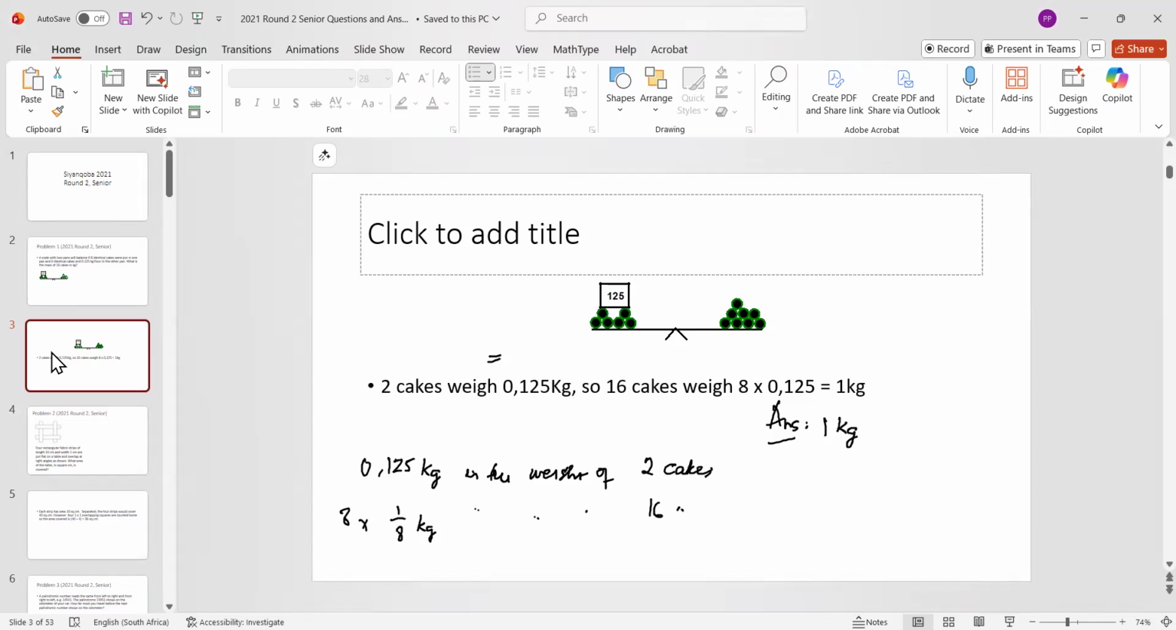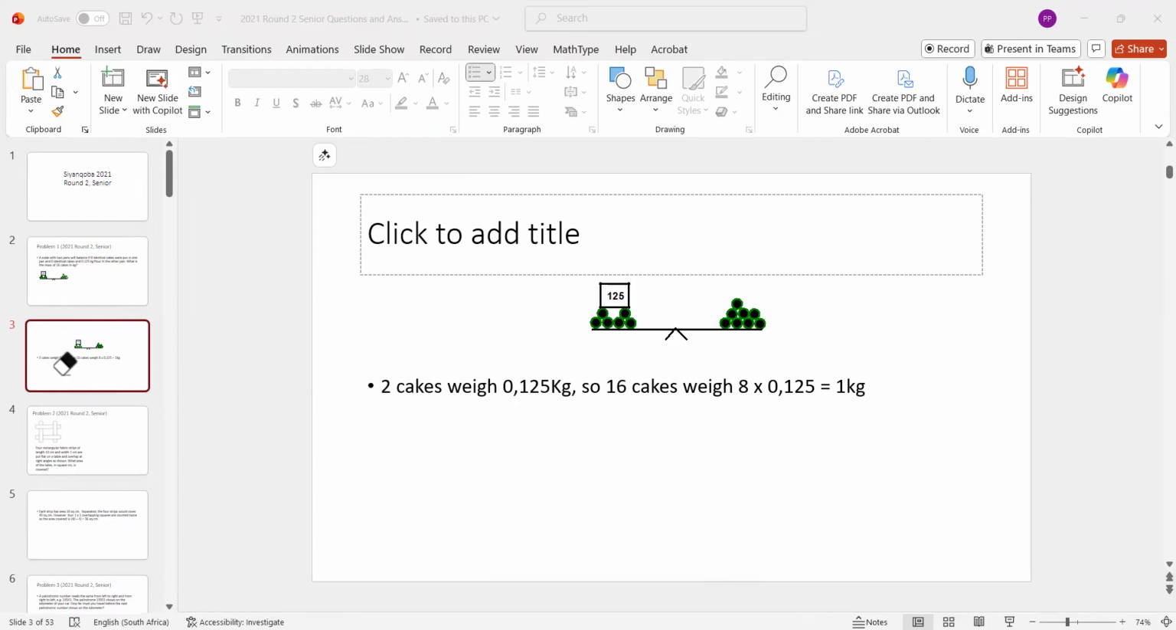So this is the solution that I've got, and you can see it's the same. I usually have the solution typed up just as a double check. Okay, let's now get on to the second problem.